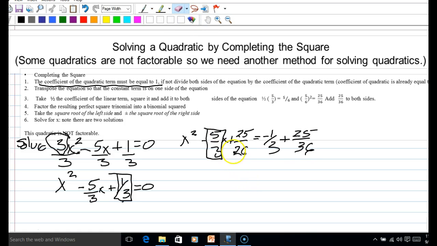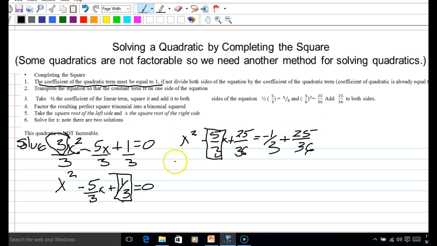Again, you take 1/2 the coefficient of the linear term. 1/2 of 5/3, that's 1/2 times 5/3, which is 5/6. Then you square 5/6, so that's 5/6 times 5/6, which gives you 25/36. So you're going to add that to both sides of the equation. Remember, what you do to one side of the equation, you have to do to the other.